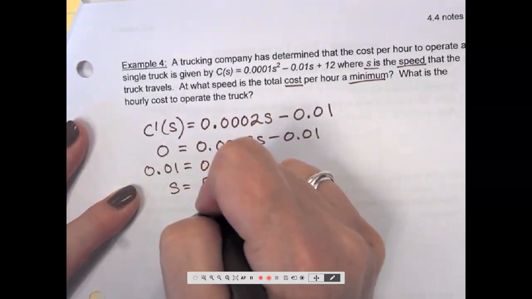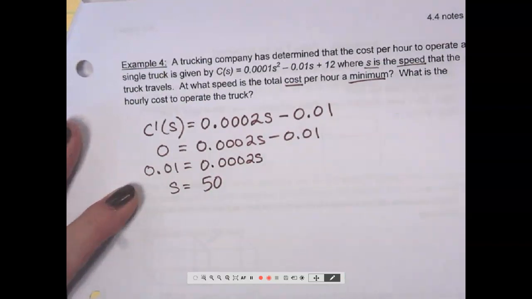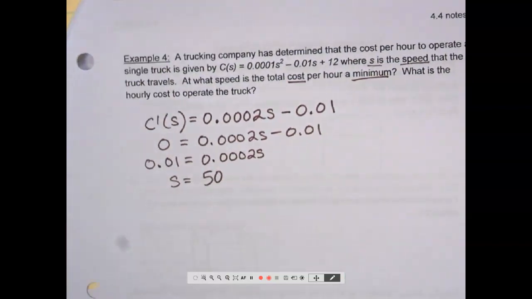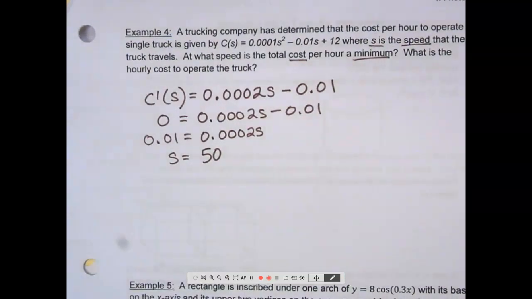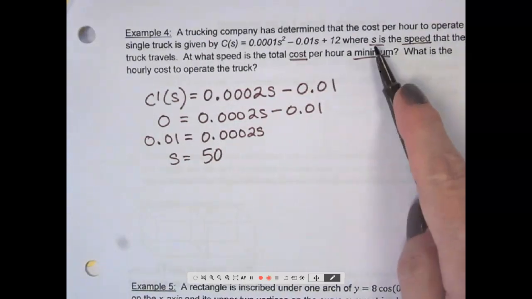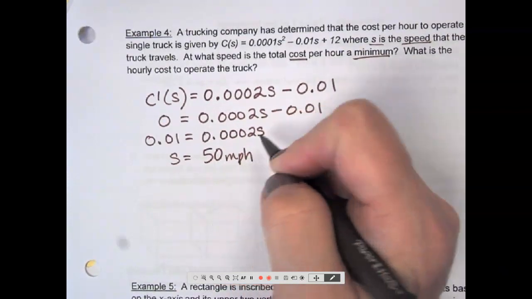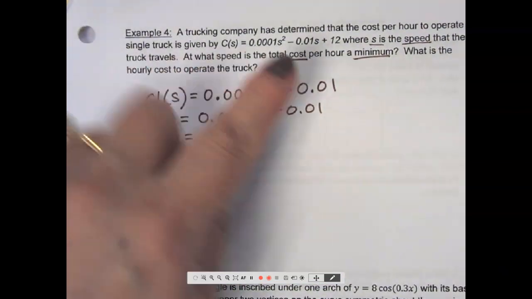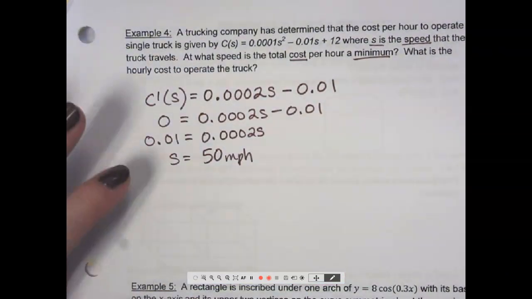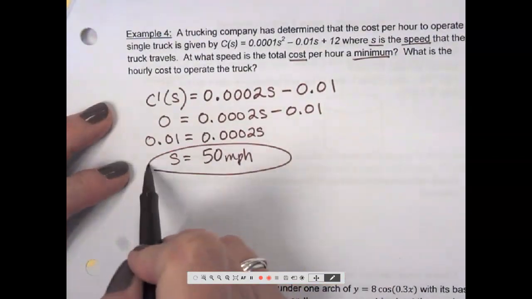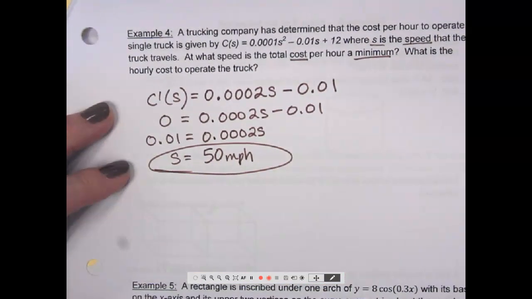Okay, did y'all get 50 also? Check and make sure. 50 what? What did I find? What does S represent? The speed. So miles per hour. Okay, so at what speed is the cost a minimum? 50 miles an hour. So the truck should drive 50 miles an hour to minimize the cost.